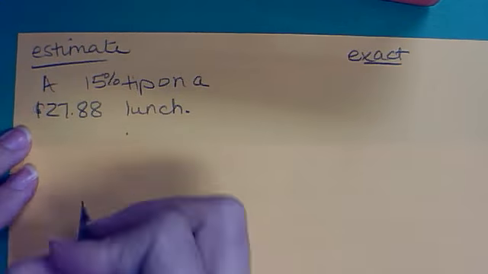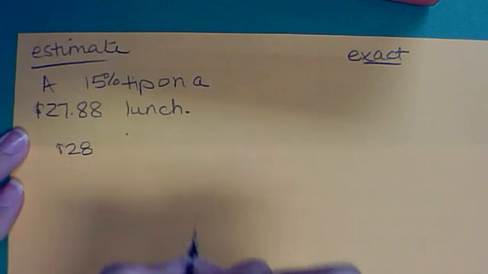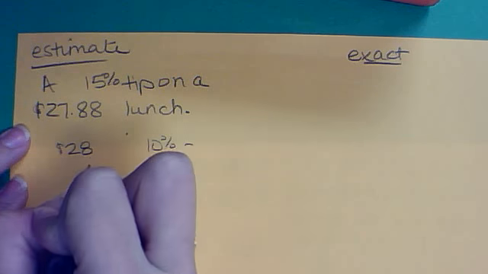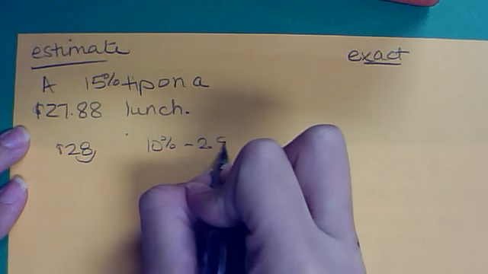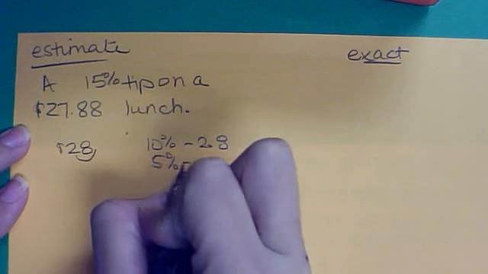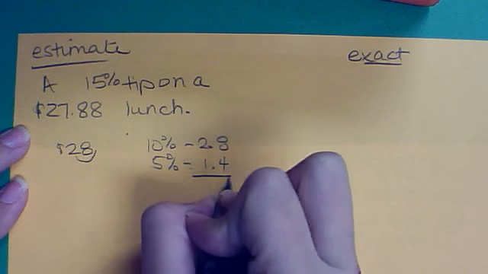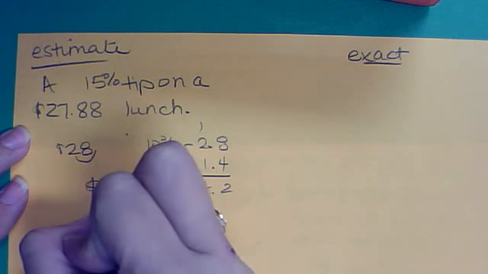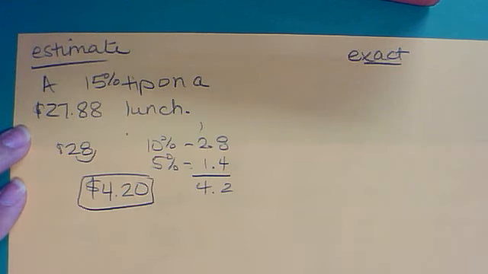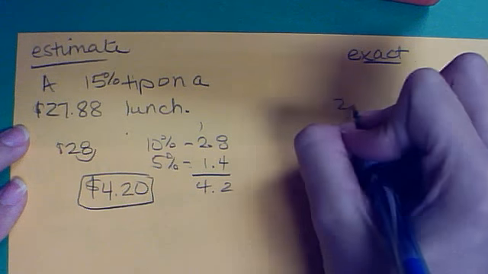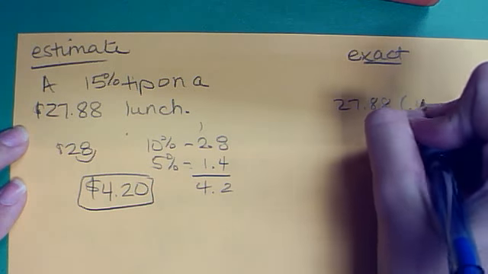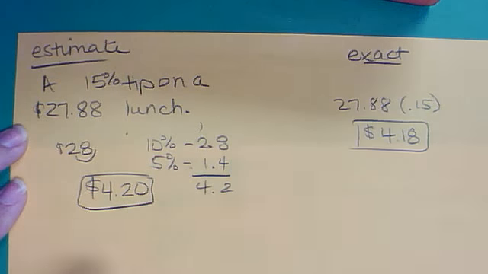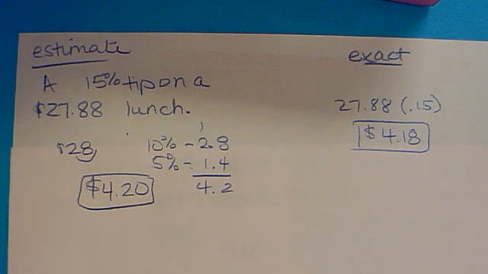So let's go ahead and round how much lunch cost to $28. And let's find 10% of that. Remember, 10% was to move the decimal over 1 place, so that would be $2.80. To find another 5%, we would take half of that, which would be 1.4, and add those together to get $4.20 is my tip. If I wanted to find the exact tip, I would multiply $27.88 times 0.15, and I would get $4.18, which is fairly close to $4.20, so my estimation is pretty good.